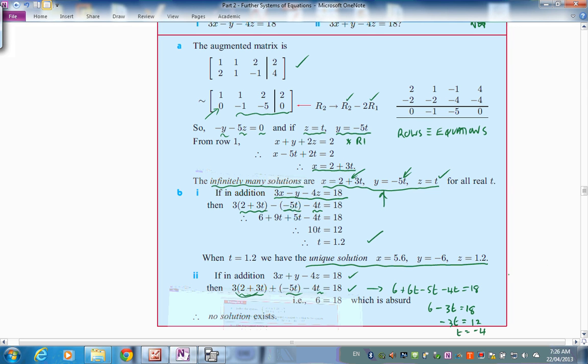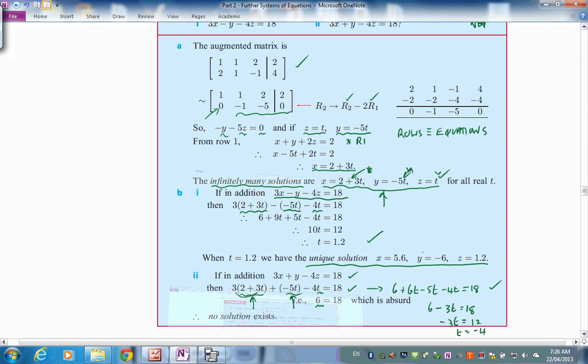So I think the book hasn't quite got it right here. They've got 6 equals 18, which is absurd. Now that is absurd, but that's not what we actually get here when we stick these values here. 2 plus 3t in place of that. Let's just check it. Plus neg 5t, and then t here. So just checking that, see that line there.